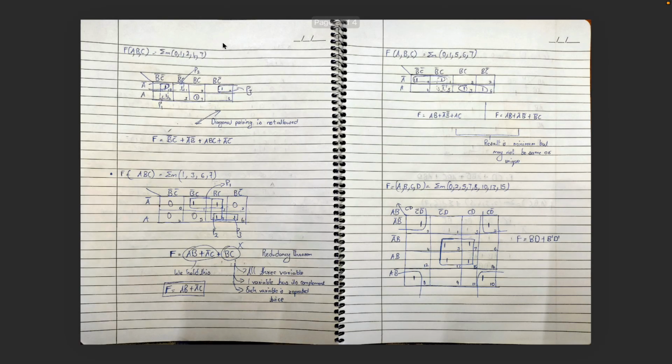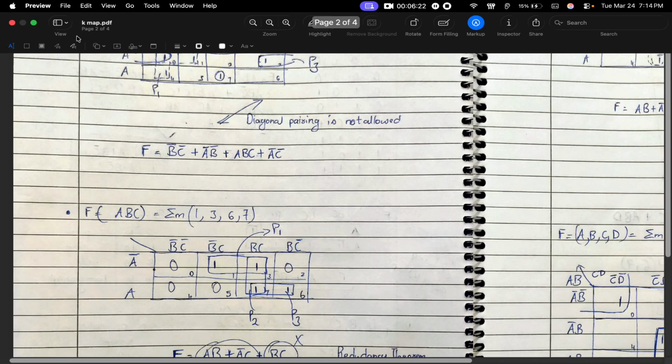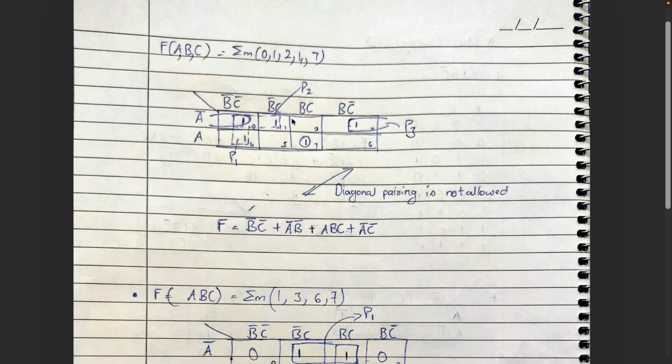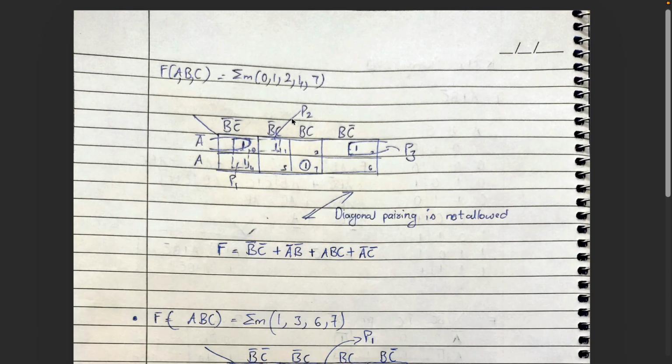Now we'll go to the next thing. Let me make it a single page one. That will be easy. One thing to note here is many of you might think, let us see this example and I'll explain why diagonal pairing is not allowed. We have 0, 1, 2, 4 and 7. Here you cannot make a quad. There is no possibility of a quad, so we go with pairs. First pair, second pair, third pair.